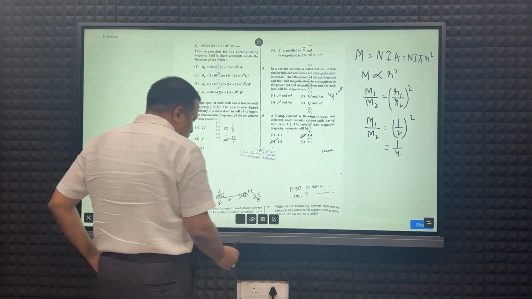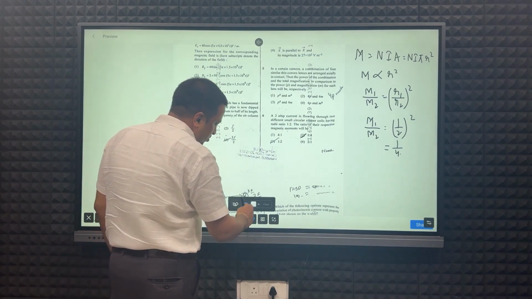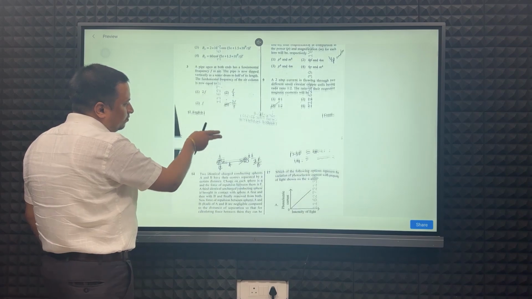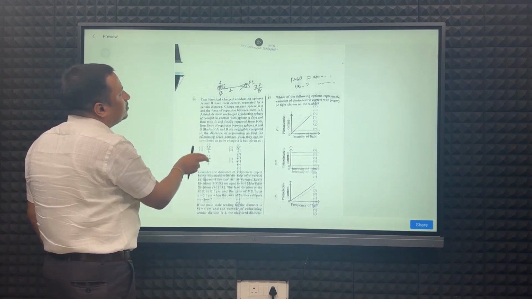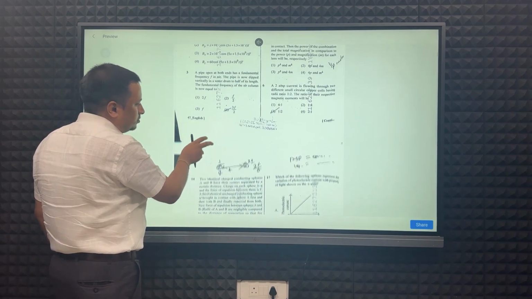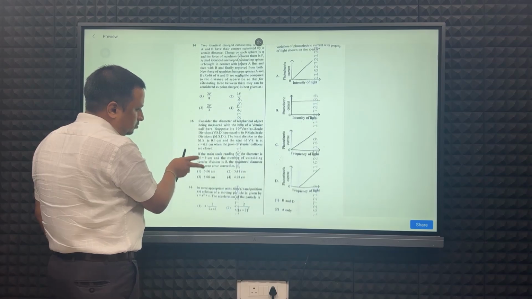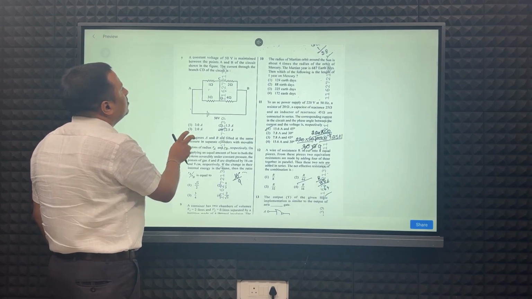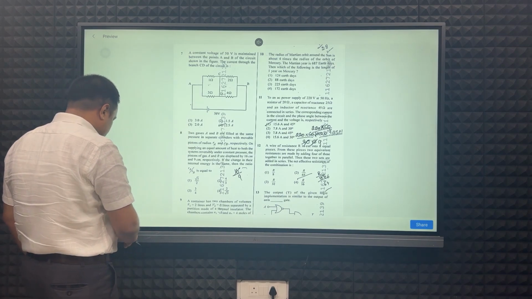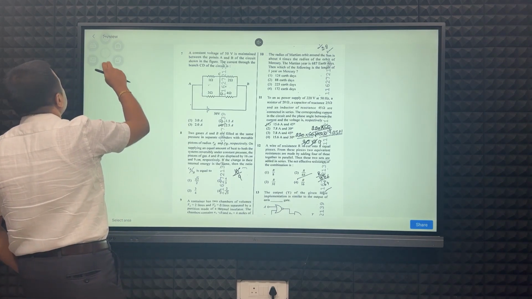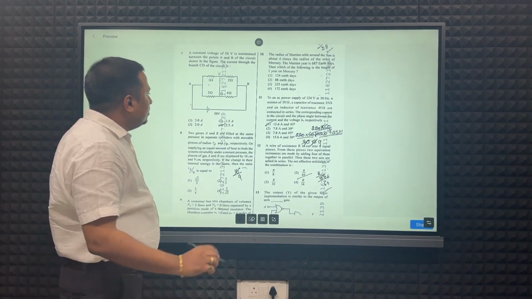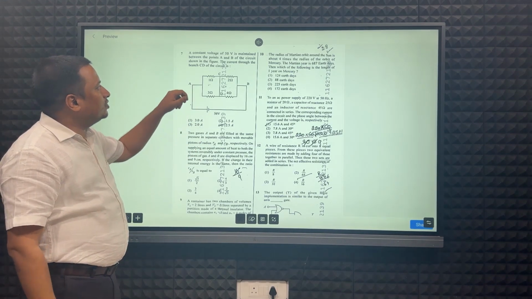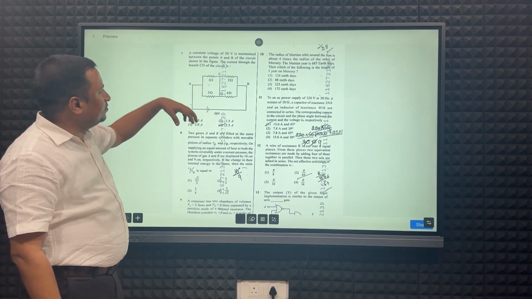Let us go to second page. Here we have question number 7. Let us do that. Question number 7. This is again a question of current and electricity. Here we have to use Kirchhoff's law as per the view of the question paper.